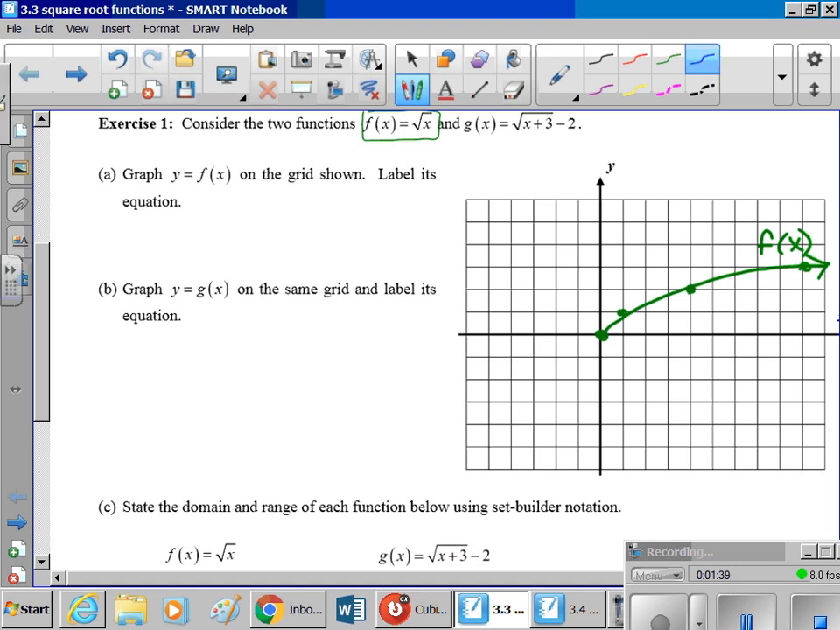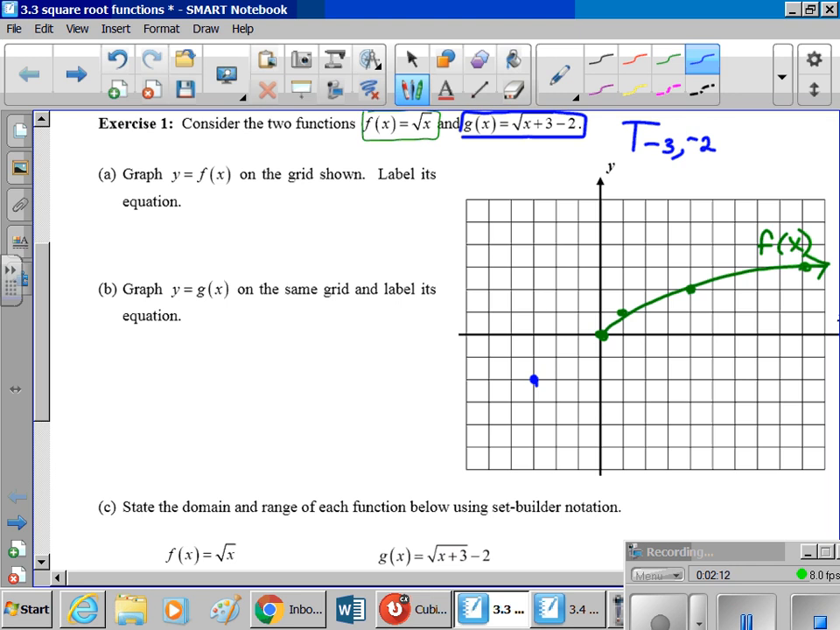Now, when we do g of x, there's two ways that you can approach this. One is put it in your calculator and just do the same thing, get your table. But when we take a look at this situation right here, basically we can translate this. The x is going to change signs to -3, and the y is going to be the number that hangs off the back, but we're not going to change that sign. So this translates to -3, -2.